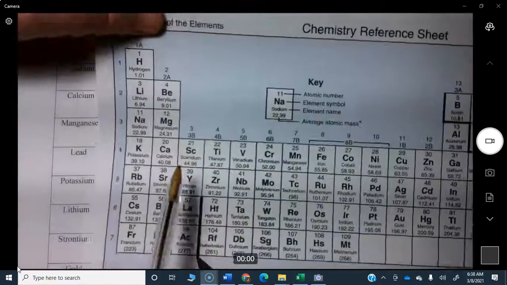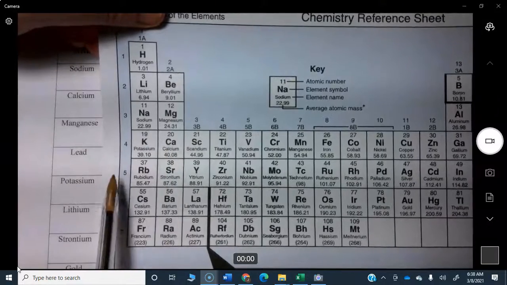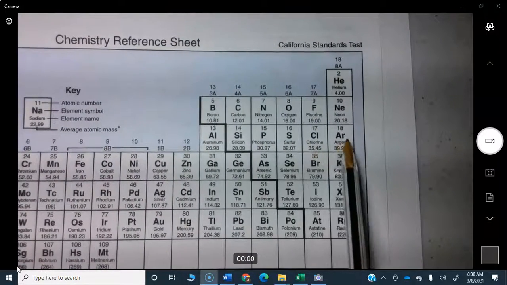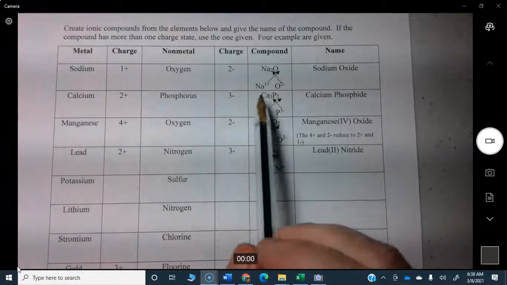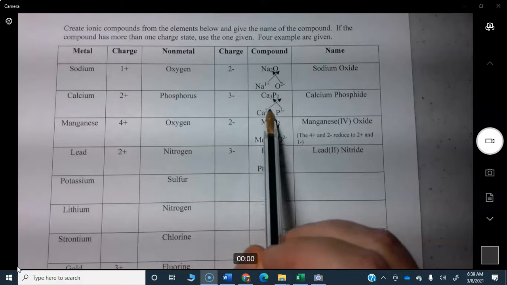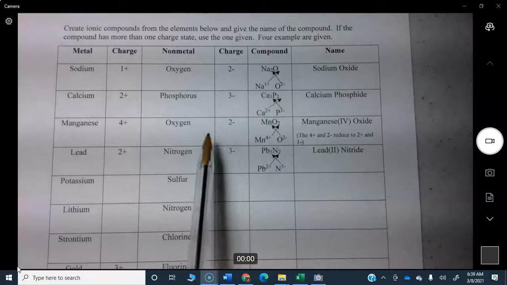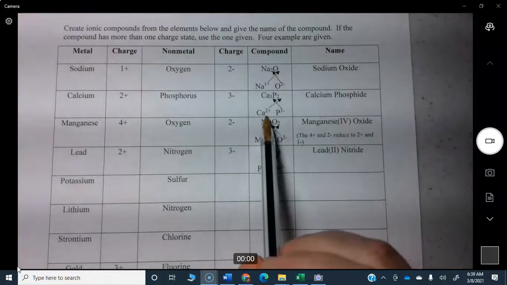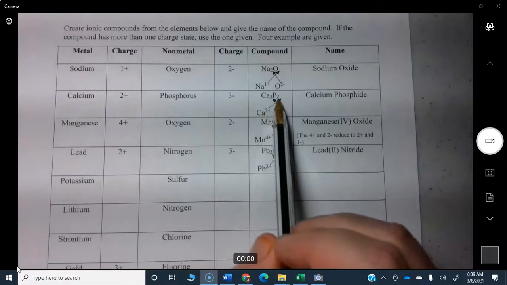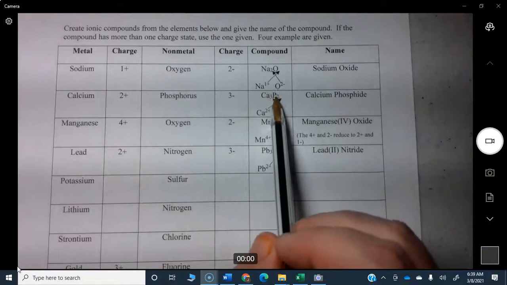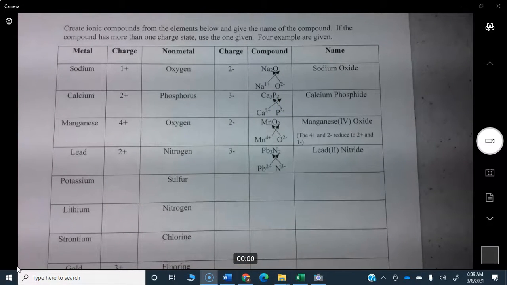Okay, calcium 2+, phosphorus 3-. So calcium's right here, so it's going to be a 2+. It loses 2 electrons to be like the nearest noble gas. Phosphorus gains 3, 1, 2, 3, to be like argon, the nearest noble gas. So right here, it's Ca with a 2+ charge for calcium, a 3- charge for phosphorus. You just cross the arrows. So calcium becomes a 3, phosphorus becomes a 2, and it's called calcium phosphide. Again, you need 3 calciums at 2+, 3 times 2+ is 6+, and you need 2 phosphoruses at 3-. 2 times 3- is 6-. So you have 6+, 6-. That's electrically neutral, that's balanced.